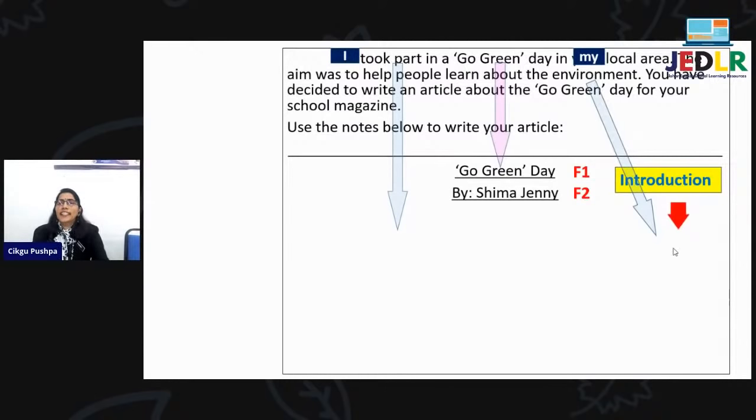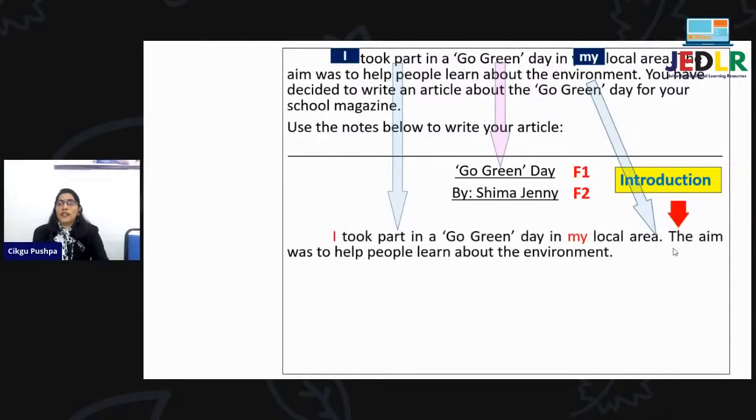And here comes your introduction. Very simple, but still it is an introduction, a very meaningful introduction. I took part in a Go Green Day in my local area. The aim was to help people learn about the environment. So just follow these kinds of simple steps in order to write your introductory paragraph.